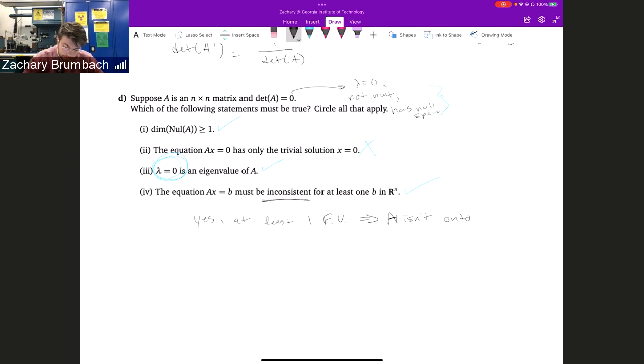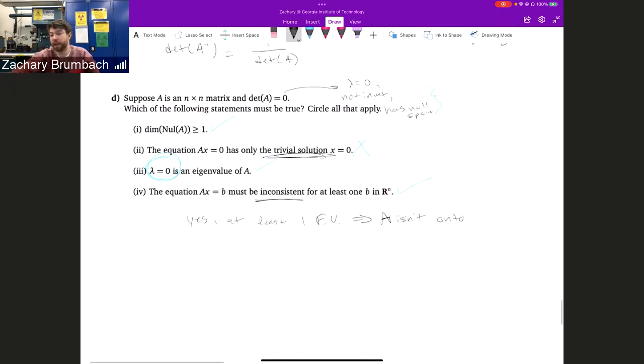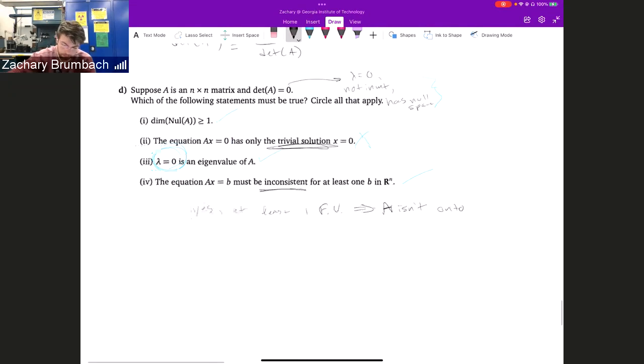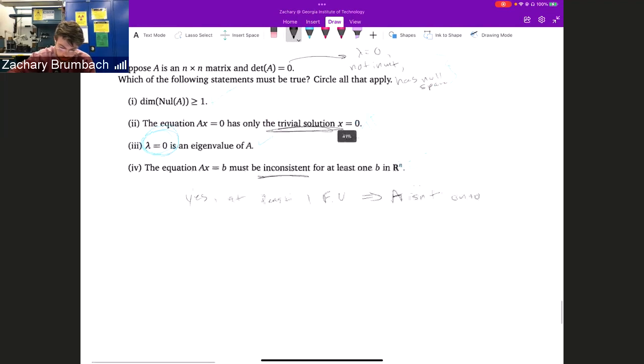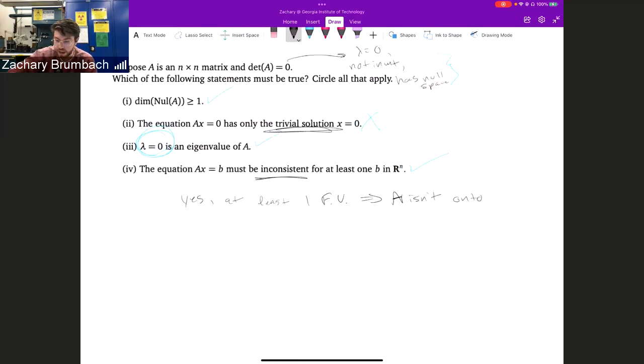So this is a definition of null space. It has only the trivial solution, x equals 0. That is not true because if it has a null space, it has a non-trivial solution to Ax equals 0. That's what a null space is, right? Because again, a null space is just A times a vector equals 0. So if it has a null space, that means there's some v that isn't 0 to get us there. So it's non-trivial. Cool.